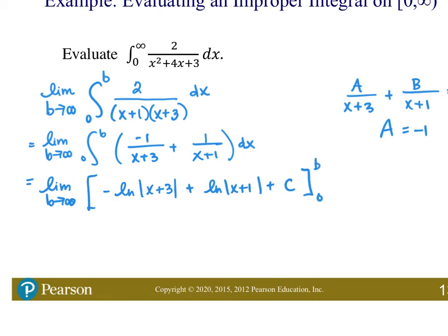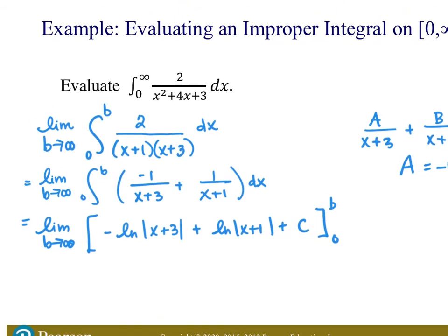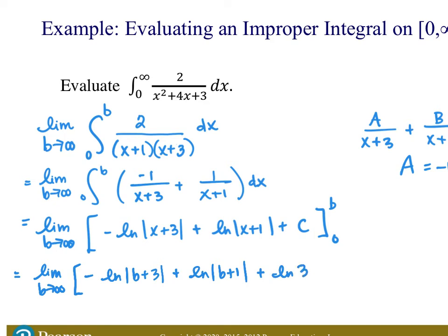Okay, now I want to caution you, don't jump into plugging in infinity before you've plugged in your bounds. So hold off on evaluating the limit. Sometimes people get a little eager. So we want the negative natural log of the absolute value of b plus 3 plus the natural log of the absolute value of b plus 1, minus, plus the natural log of 3, and then minus the natural log of 1. All right, so we know that the natural log of 1 is 0.